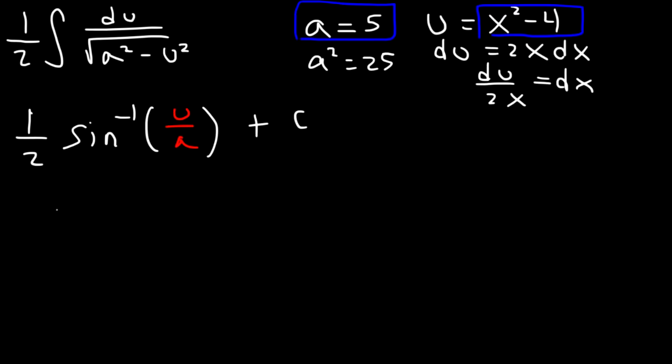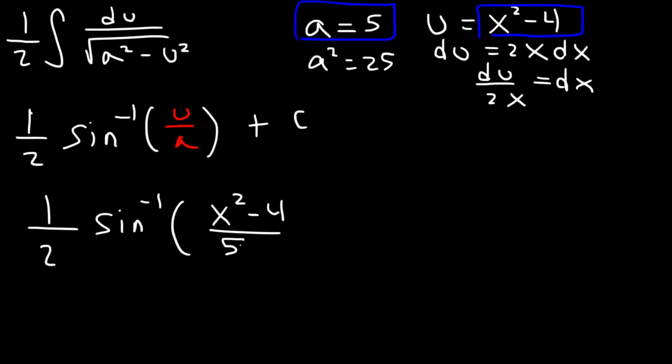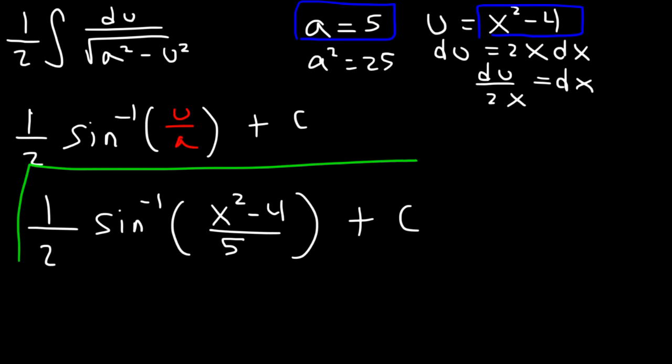So now let's replace u with x squared minus 4 and a with 5. So the answer for this problem is 1 divided by 2 arcsine x squared minus 4 over 5 plus c. And that concludes this problem.